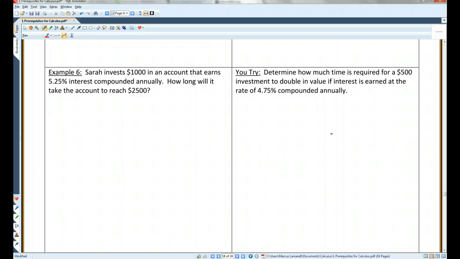Okay, example 6. Sarah invests $1,000 in an account that earns 5.25% interest compounded annually. How long will it take the account to reach $2,500? Alright, let me change colors. Okay, so the amount in the account at any time t in years is 1,000 because that's the principal times 1.0525. This is basically 1 plus the interest. So 1 plus 0.0525, actually I could write that out.